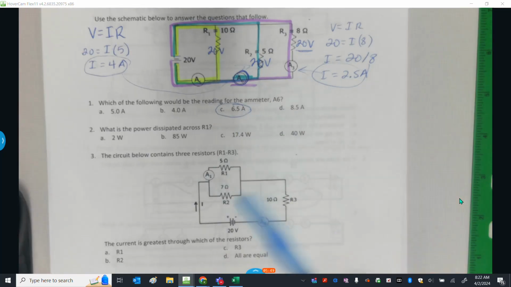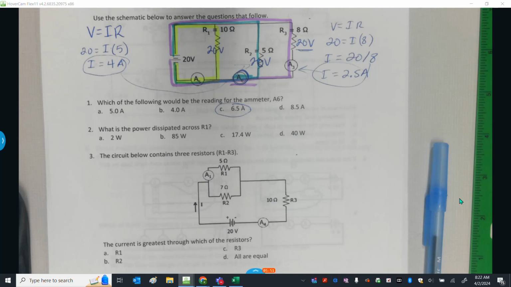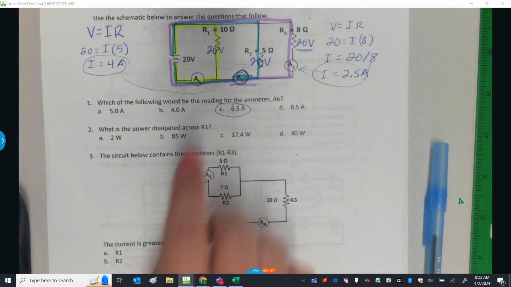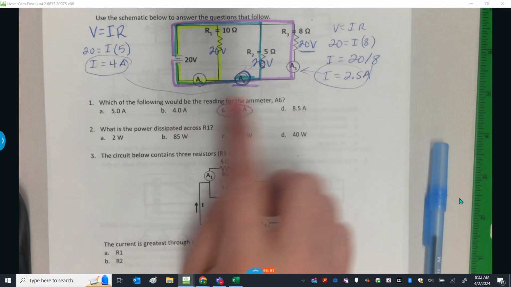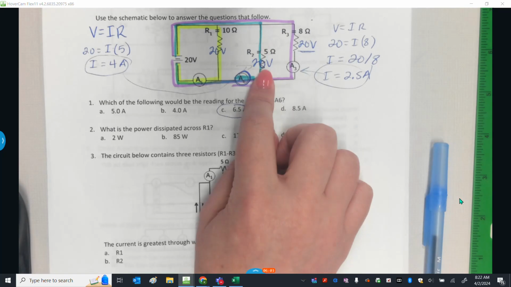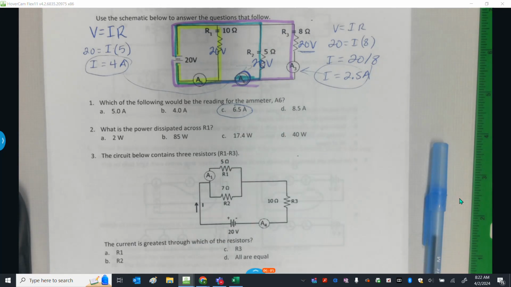The answer to this first question on Form A is answer choice C, and 80% of you got it correct. Those of you that missed it largely put 4 amps, which is what you would have for just this one loop, but it's not just the one, it's both of them.